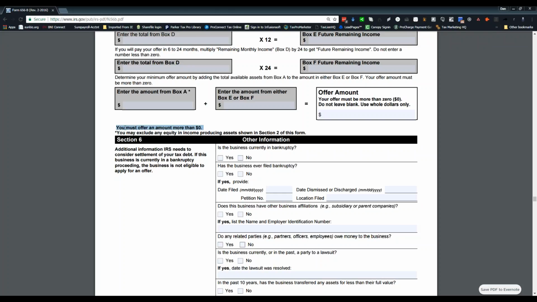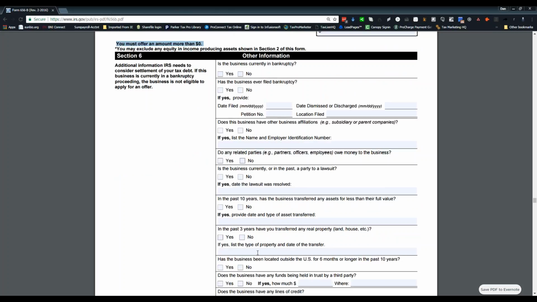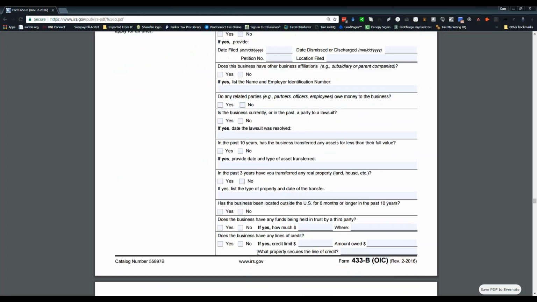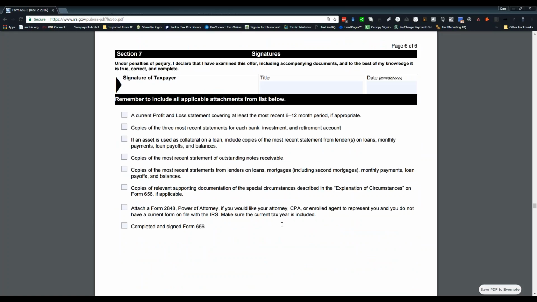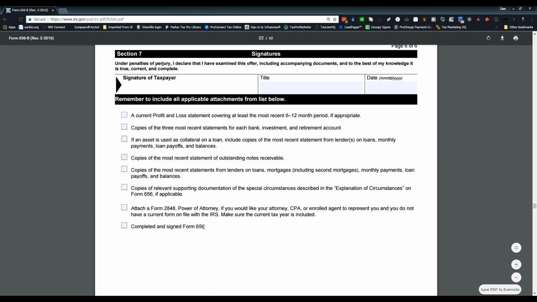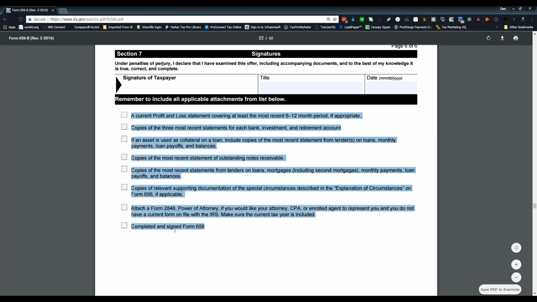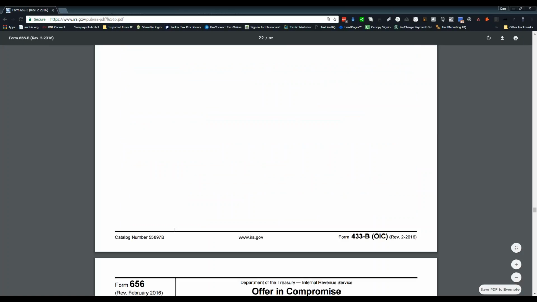Notice it says here that not offering at least $1 is a good way to get your offer rejected. Jason and I usually just do $100, and if they truly would owe $0, then do that. Notice how these questions are, for the most part, very similar. And then here again, you're going to make sure you've checked the questions to include all the proper documentation.